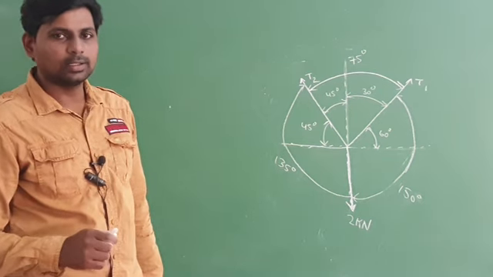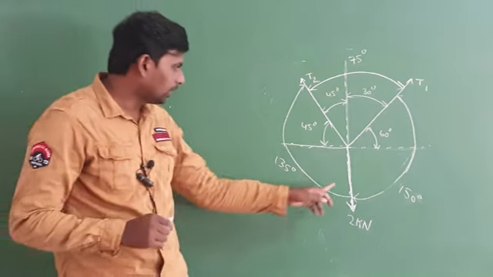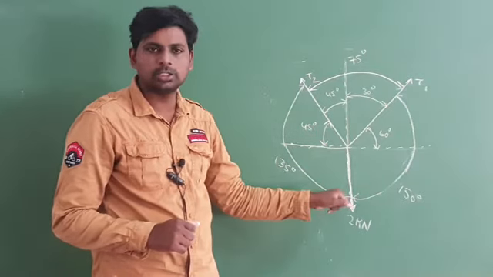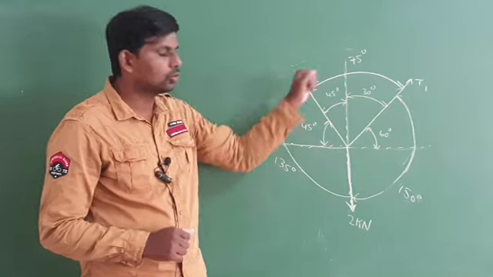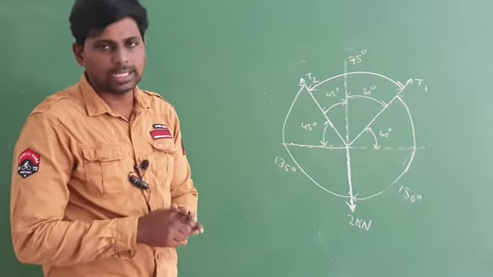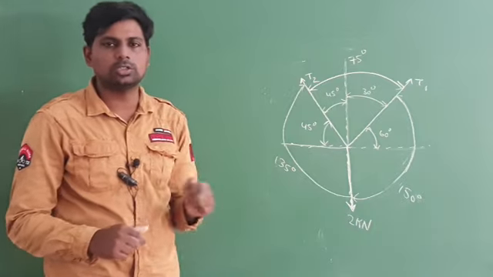After finding the angle between these two forces, how much is it? 35 degree. The angle between these two forces, how much? 150 degree. The angle between these two forces is equal to how much? 75 degree. Next step, you have to apply Lami's theorem. I already told you the definition of Lami's theorem.